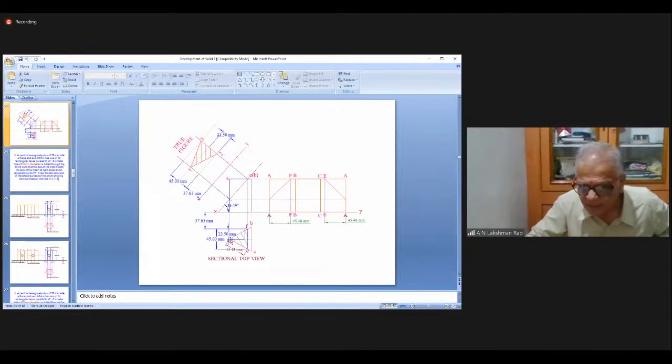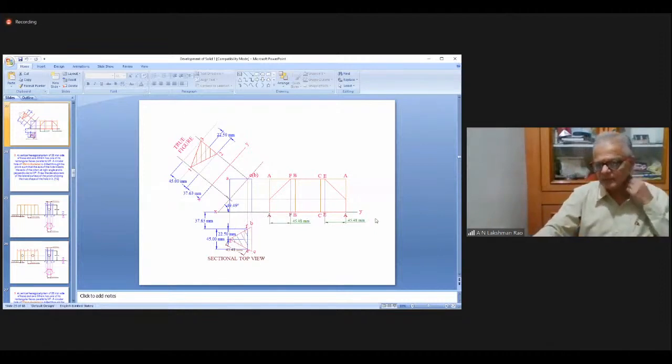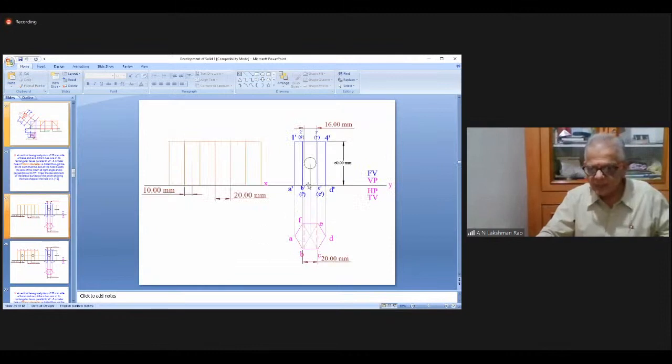Once again, let me start from A to B. Between that, F. A to F, F to B. B to C, C to E, E to A. It's correct, no? Right. Now, you draw this. This circle is open now. The hole is made.